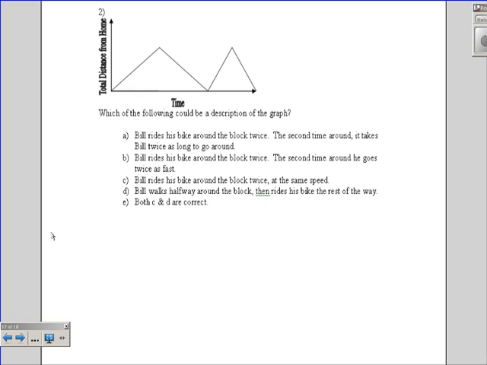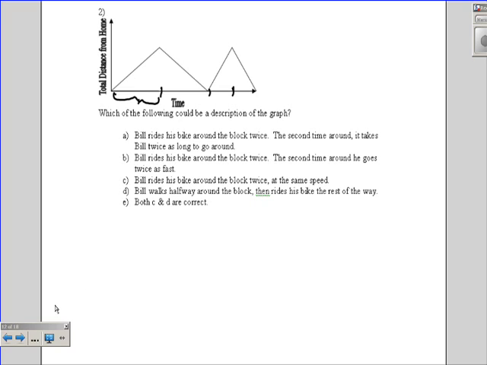Okay, hopefully you've had enough time. So which of the following could be a description of this graph? I have different graphs here. They look like they go to about the same distance. This one, though, is taking much longer to get there. It's taking this whole amount of time here, where over here to travel that same distance only takes maybe half the amount of time.